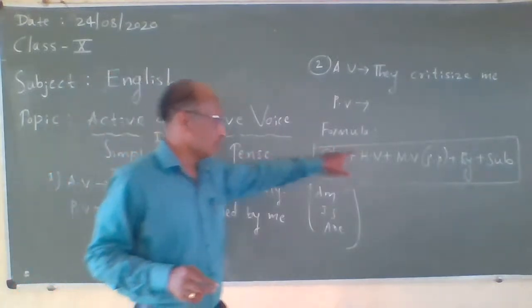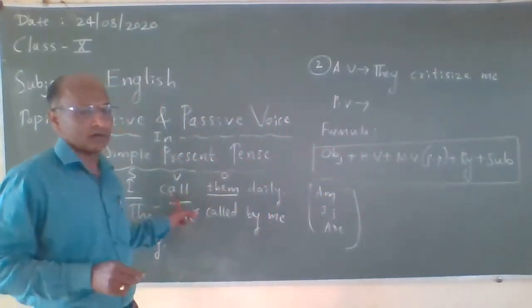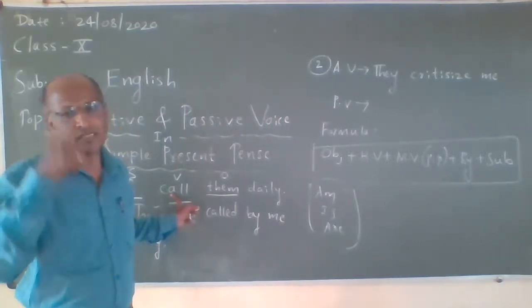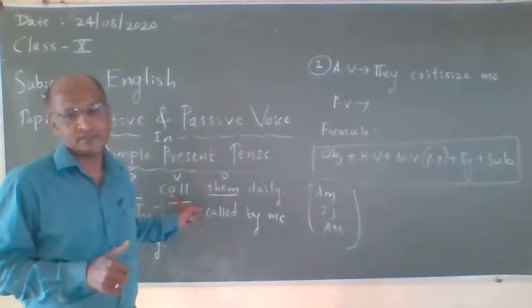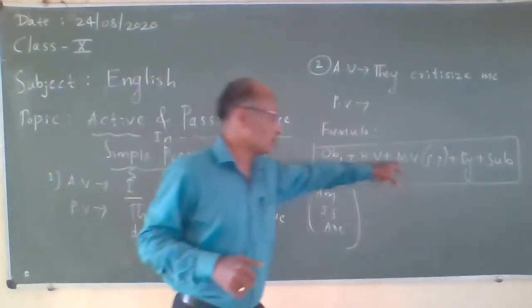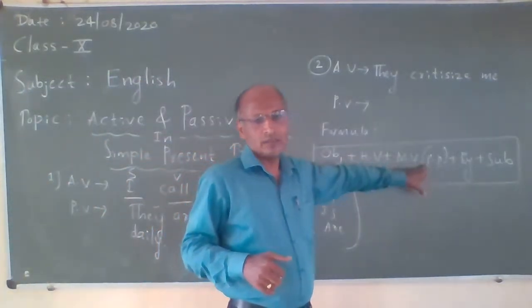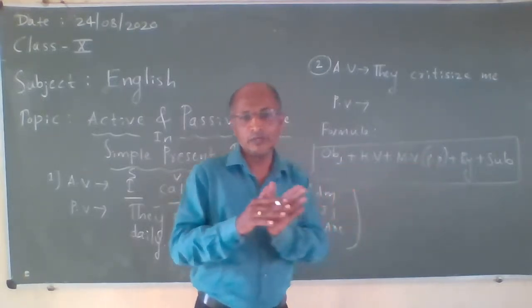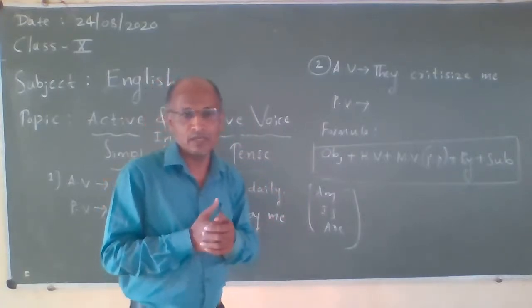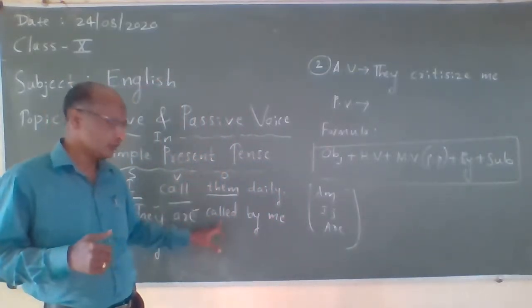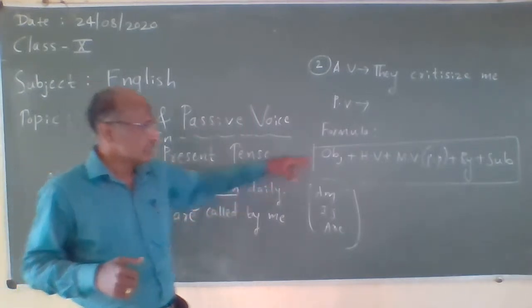After that, main verb. Here, main verb is call. I call them daily. Here, call will change to called. Because in this formula, main verb in brackets PP, past participle. Main verb should be in past participle. Okay, the past participle is called. Call is changed to called. After that, by.